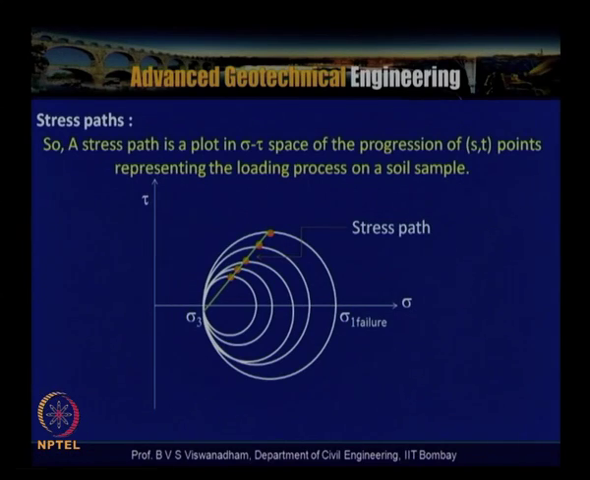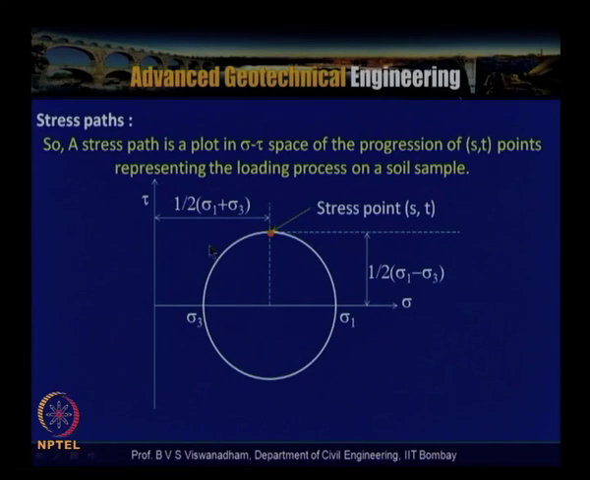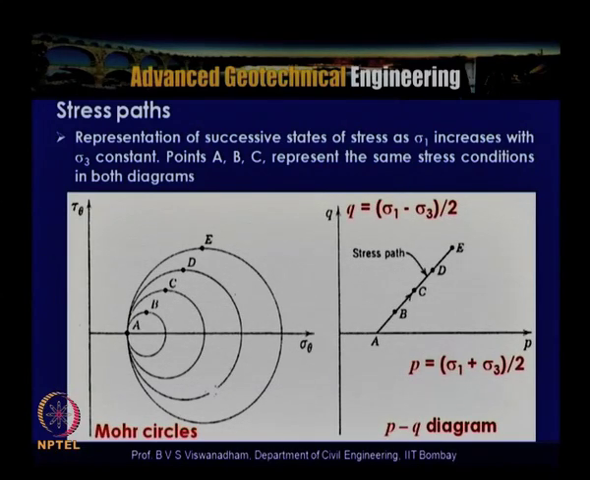So a stress path is a plot drawn in the tau-sigma space, connecting a progression of S and T points, which we have defined from the two-dimensional point of view, representing the loading process on a sample. Here S is equal to (sigma 1 plus sigma 3) by 2, and T is equal to (sigma 1 minus sigma 3) by 2. This is shown here with different notation: P is nothing but S, and Q is nothing but T.